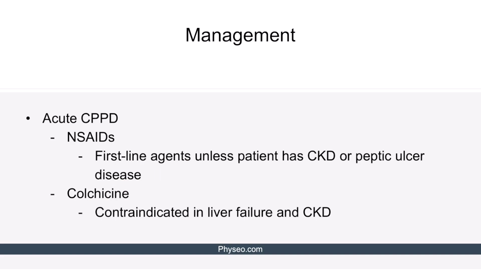The management of acute calcium pyrophosphate deposition disease is the same as that of acute gout attack. NSAIDs, especially naproxen or indomethacin, are preferred as the first-line agents unless the patient has chronic kidney disease or peptic ulcer disease. NSAIDs will exacerbate both of these conditions. Colchicine is an alternative to NSAIDs. However, it is contraindicated in liver failure and chronic kidney disease due to its hepatic metabolism and renal excretion.